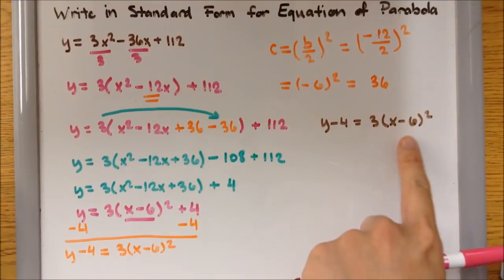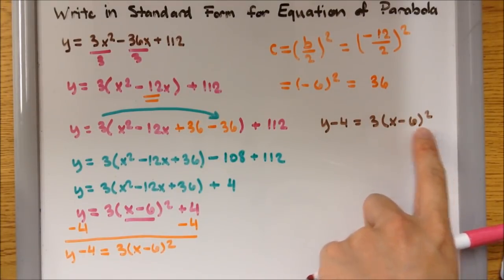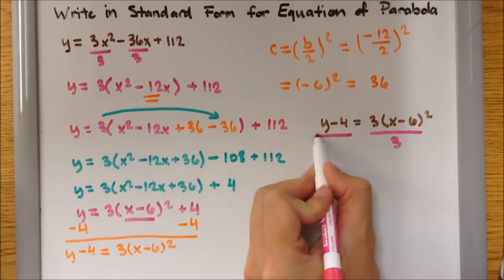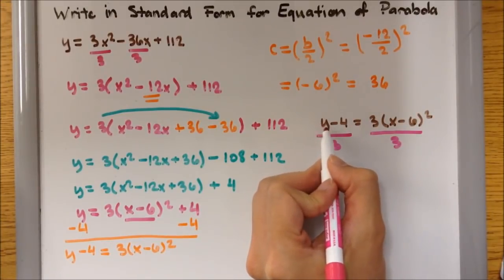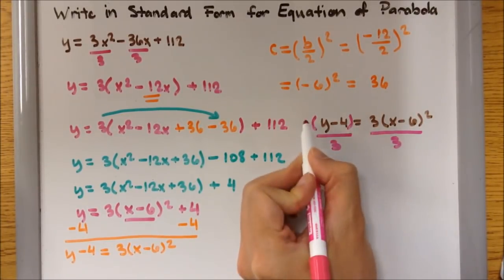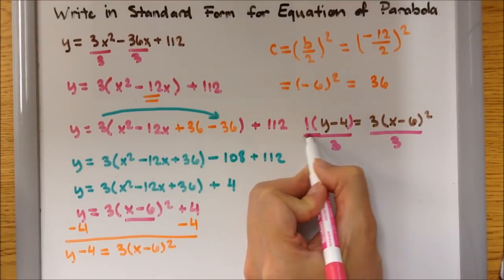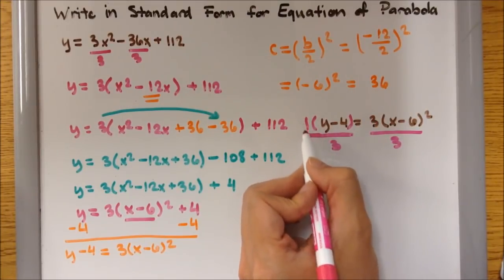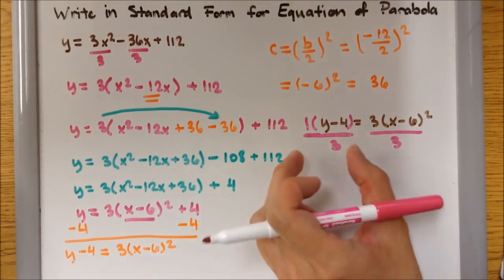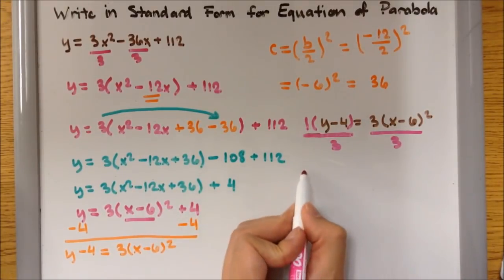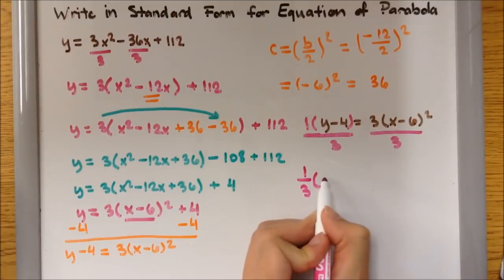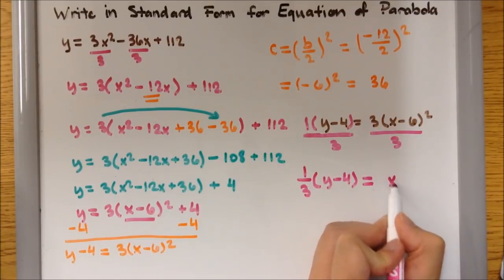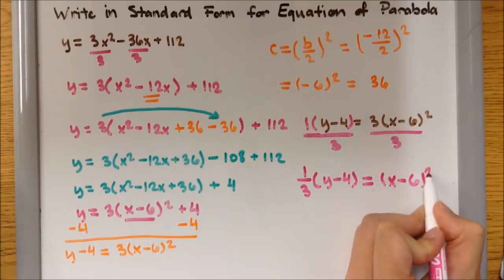I'm almost done. Next, I want to get x minus 6 squared by itself. I need to get rid of the 3, so I'm going to divide by 3 and divide the other side by 3. Now, since I have y minus 4 on the left side, I'm going to put this in parentheses with an invisible 1 because it was not originally in parentheses. Now, once I do that, you can easily see that it's going to be 1/3. So I'm going to write 1/3 open parenthesis y minus 4 close parenthesis equal to x minus 6 squared.